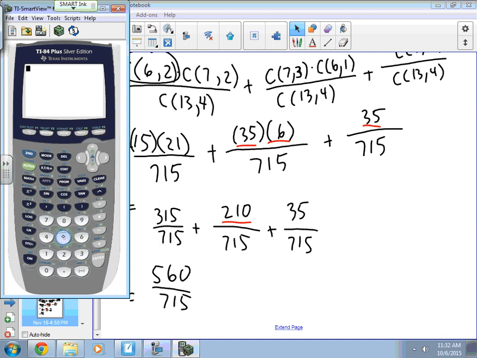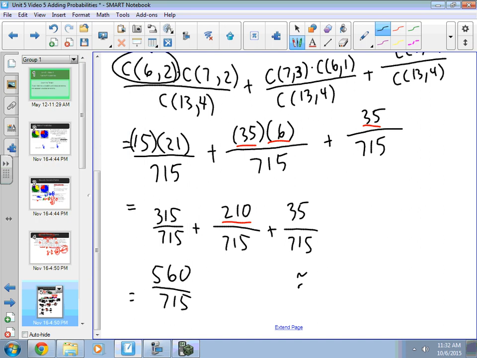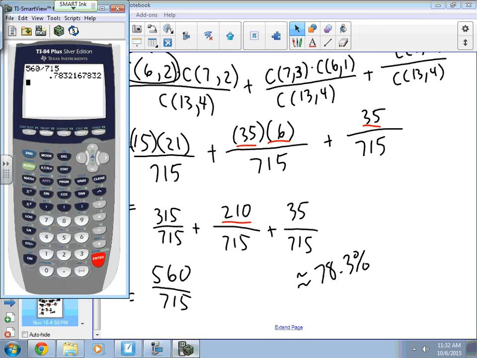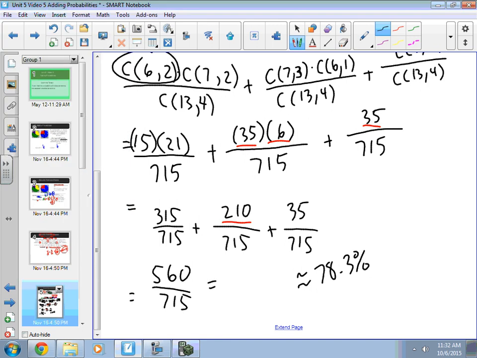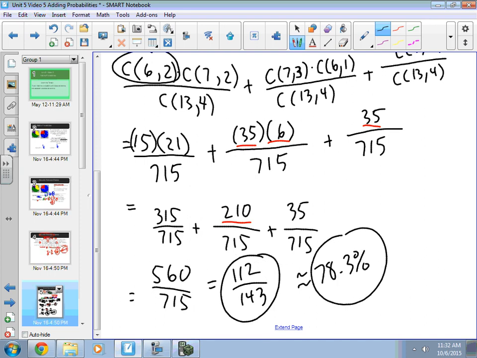If you type in 560 divided by 715, this will give you the approximate percentage. It looks like it's going to be about 78.3%. But if you want it as a simplified fraction, if you hit your math button and then this first selection 1 is fraction and then hit enter again, it'll tell you the simplified fraction. Looks like this fraction reduces to 112 out of 143. So that would be the simplified fraction answer. If they want it as a percentage, it'd be about that.